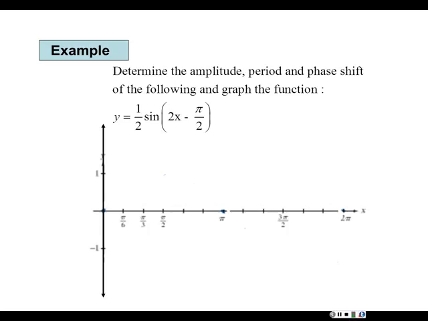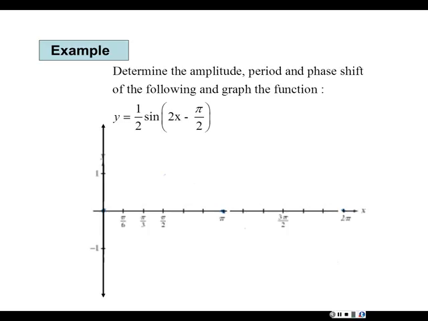Now from here, what do we know? We know the period is 2 pi by B, and B is 2 here, right? So that's pi. And what we know also is C over B, which will be the horizontal shift, is pi by 2 divided by 2, which is pi by 4. The horizontal shift is pi by 4. Now let's do one thing at a time. Now let's do it half.